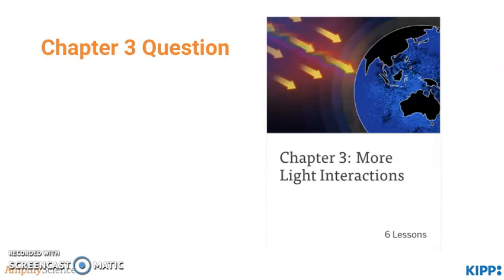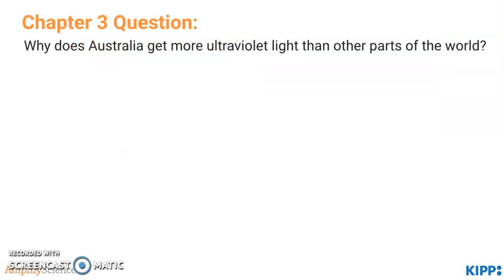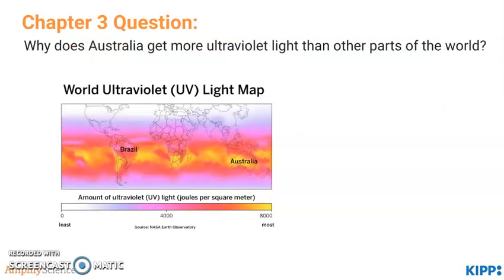In Chapter 3, after learning that Australia gets more UV light than other parts of the world, students dig into why this is true. Why does Australia get more UV light than other parts of the world? Students know that Australia gets a lot of UV light. So in order to understand why, they have to learn about other ways light interacts with materials.